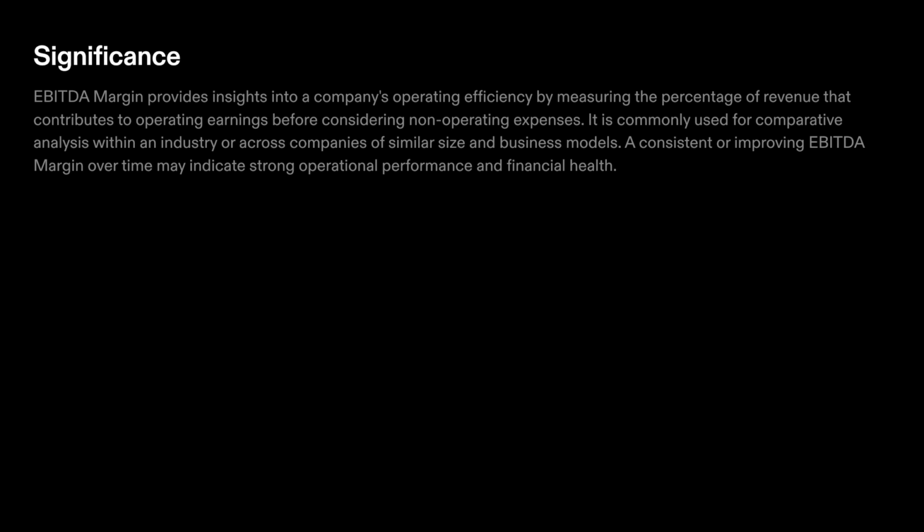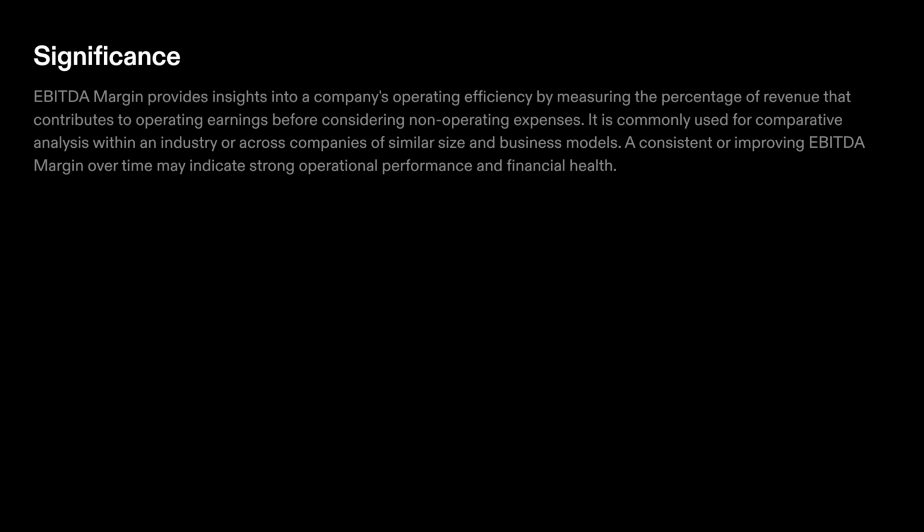3. Significance. Operating efficiency. EBITDA margin provides insights into a company's operating efficiency by measuring the percentage of revenue that contributes to operating earnings before considering non-operating expenses. Comparative analysis. EBITDA margin is commonly used for comparative analysis within an industry or across companies of similar size and business models. It allows investors and analysts to assess how efficiently a company generates operating earnings relative to its peers.